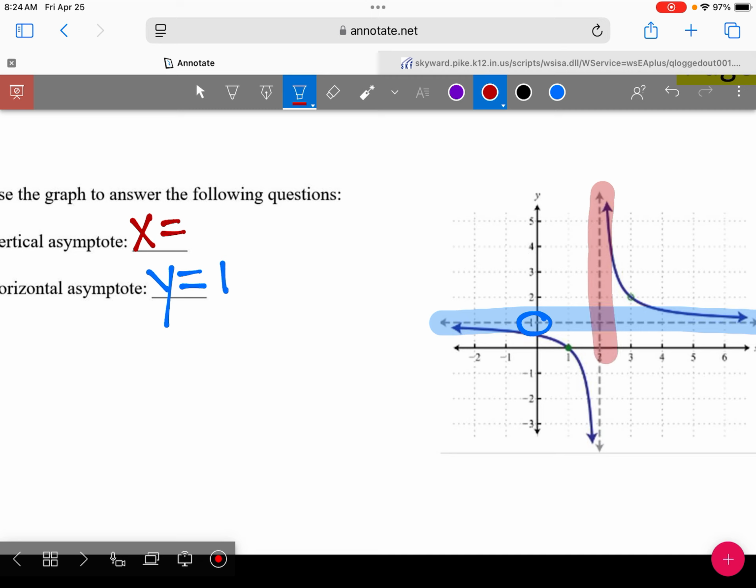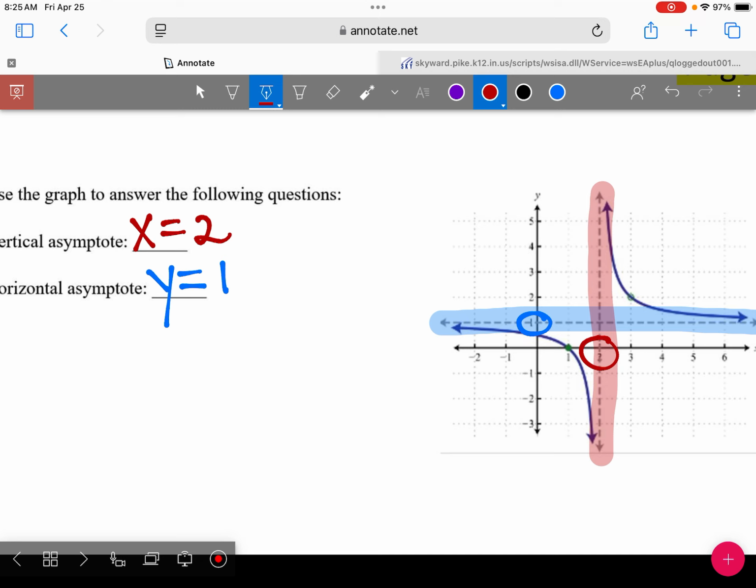And then straight down vertical, where did that go through the x-axis at? Show me with your fingers. What number? What number is it going through the x-axis at? 2. So that would be x equals 2.